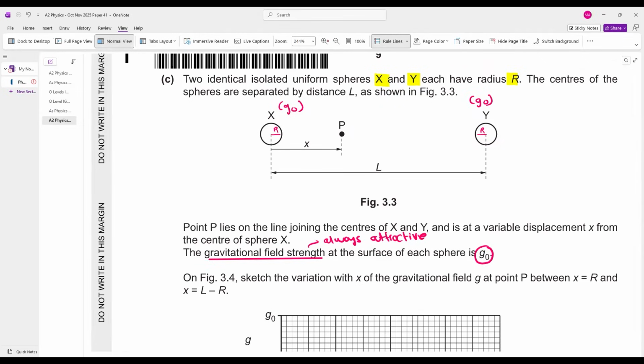So at point x, the gravitational field strength is attractive. It will act inward. G naught. At point y, the gravitational field strength is attractive. It will act inward. G naught. Now you can say that the right side vectors are positive, left side vectors are negative. Gravitational field strength at x can become negative g naught. Gravitational field strength at y can become positive g naught.